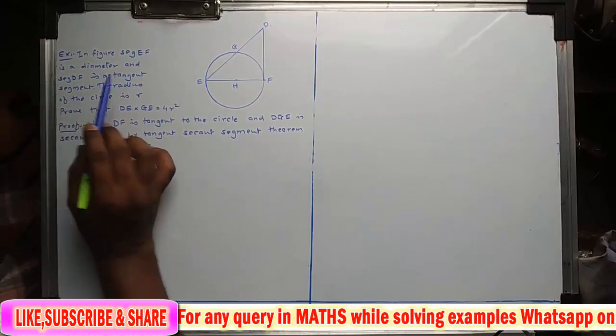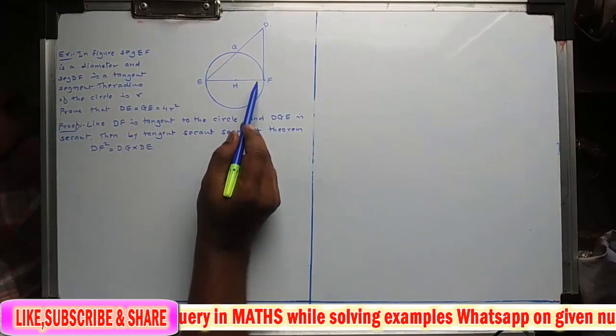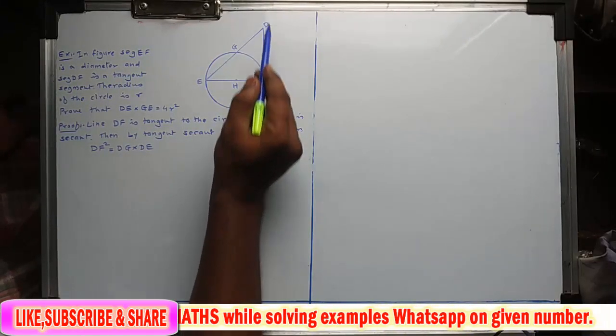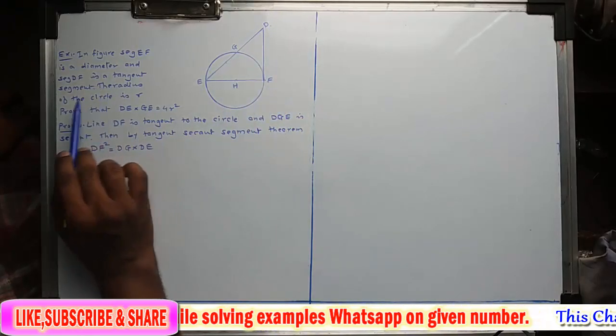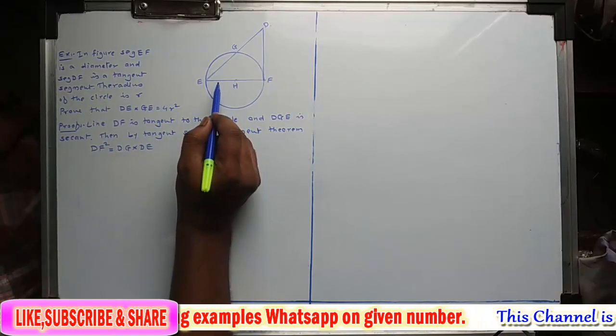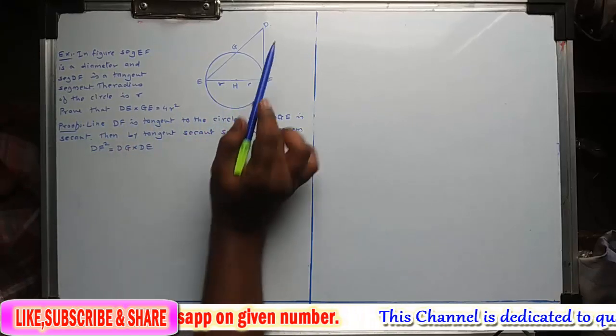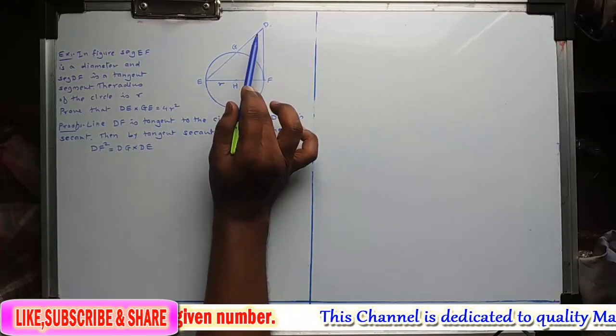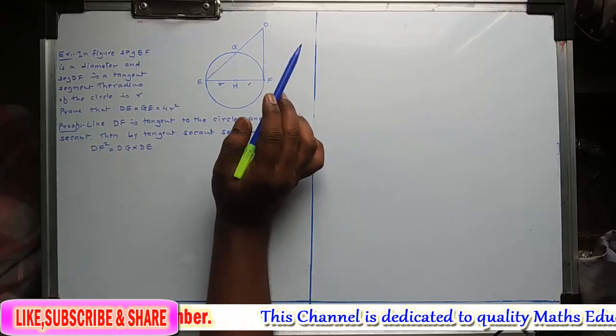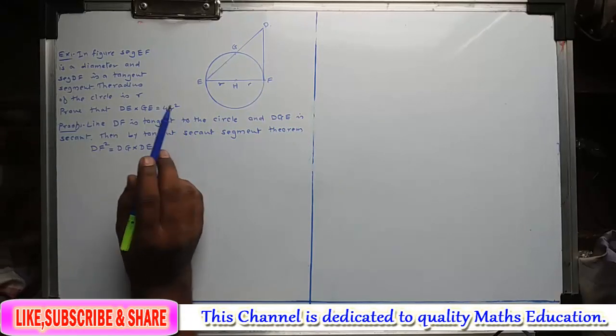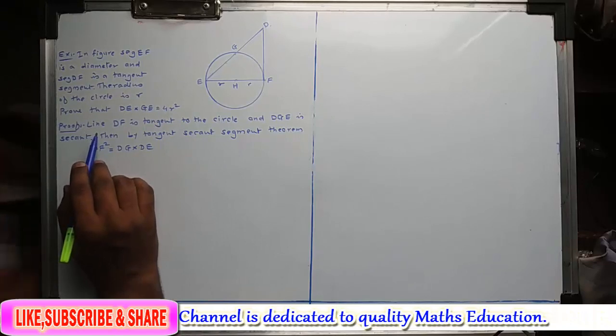In figure, segment EF is a diameter. This EF is a diameter, and segment DF, this is a tangent segment. The radius of the circle is R. Okay, here this is R, radius of the circle is R. Then prove that DE into GE is equal to 4R square. That we have to prove. Okay, so we start solution like this.